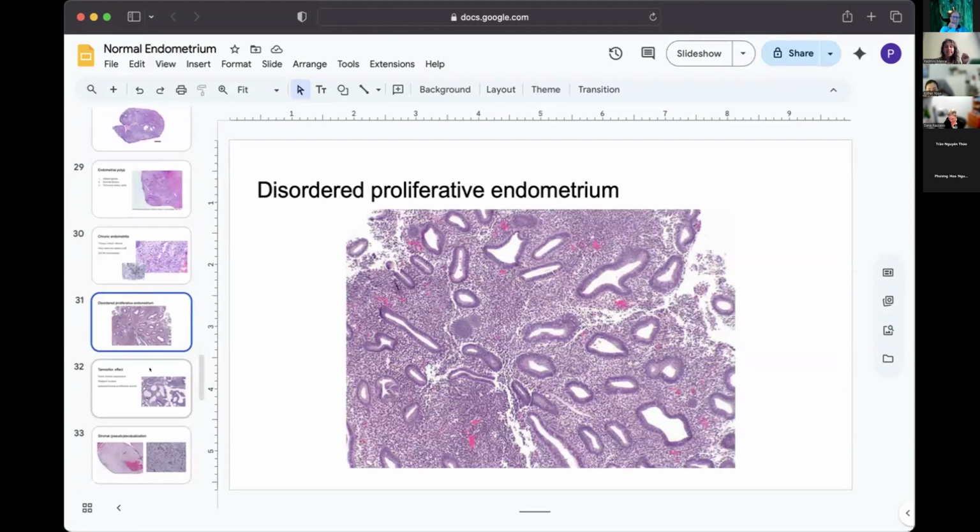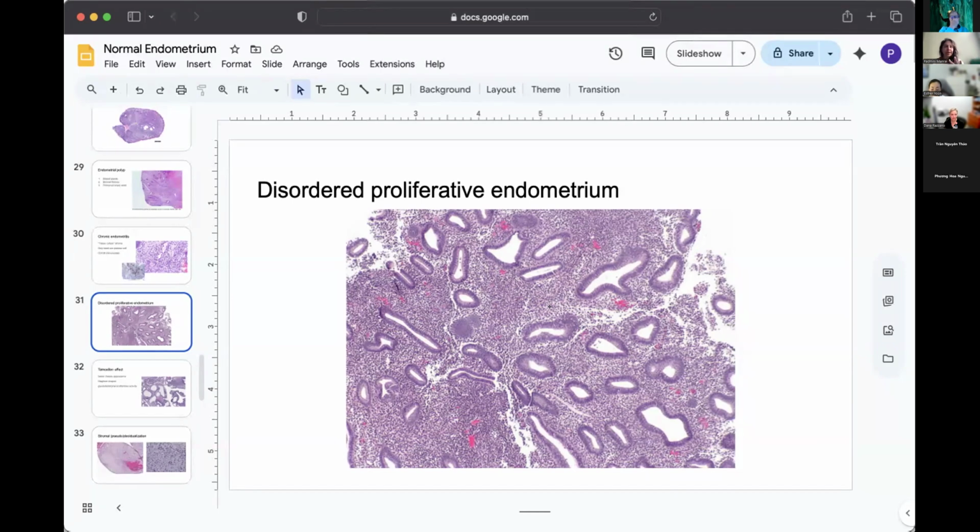Another thing that we might see is disordered proliferative endometrium. This is a diagnosis I like to use when, as opposed to something like hyperplasia, which we'll talk about later, the entire endometrium, the entire sample you're getting, looks abnormal. It looks abnormal in that you have dilated glands that have mitotic activity like proliferative, but it's everywhere.